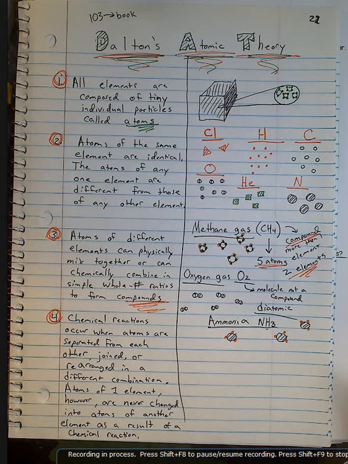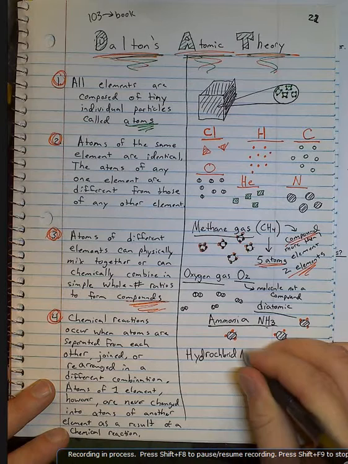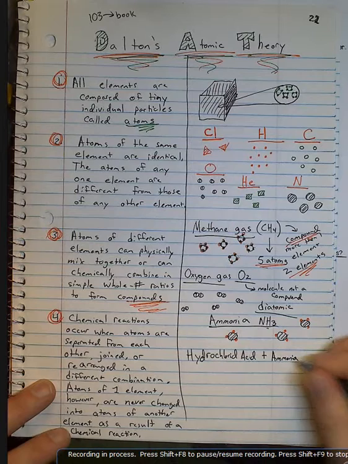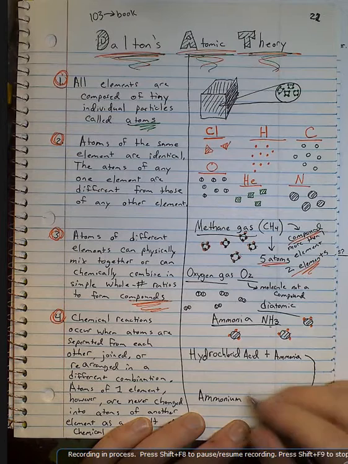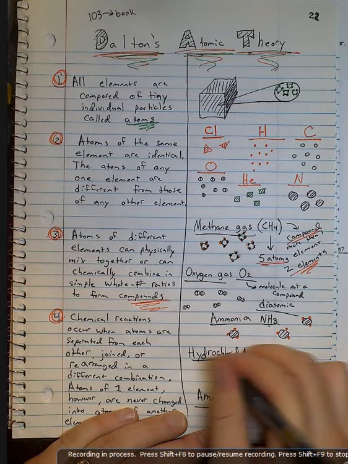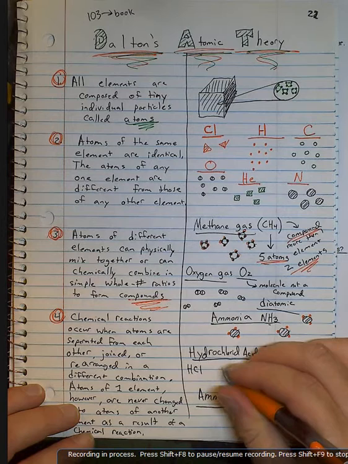Okay? So we're going to take hydrochloric acid, plus ammonia, and we're going to make, I'm just going to put down here because we need room, ammonium chloride. Okay, so we're going to draw these strings. Hydrochloric acid is HCl, so we need one chlorine, one hydrogen. There's our chlorine, and our hydrogen is this little dot.